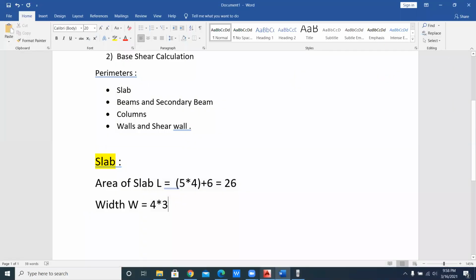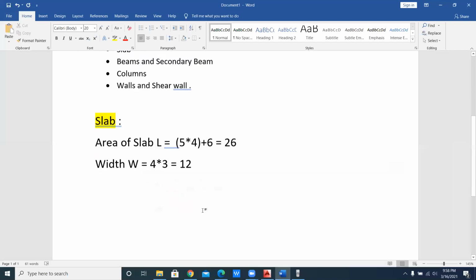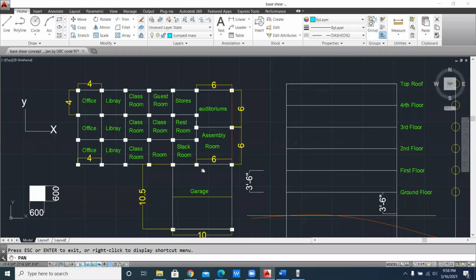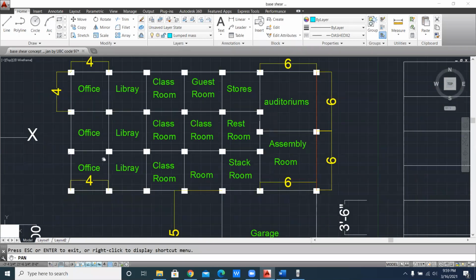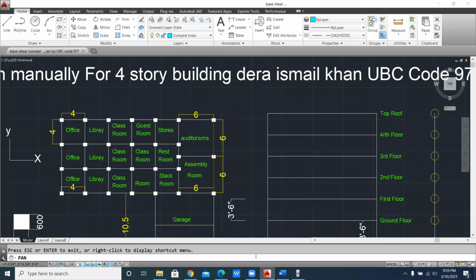Okay, so area of the slab is L is equal to 5 cross 4, okay, plus 4, that is with 4 is equal to 3, that is, we can say that 12. 12. Okay, so this one is the calculation from here to here, that is from here to here, here to here. Okay, so what normally I found here.